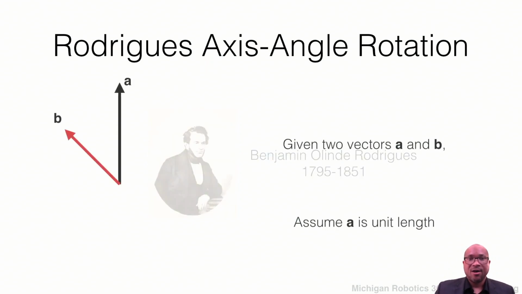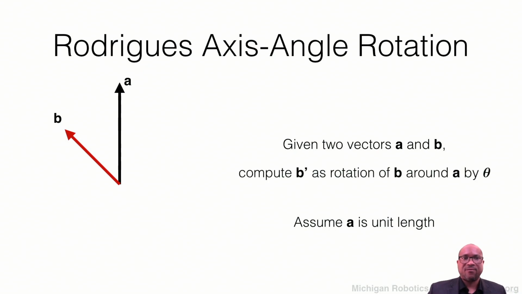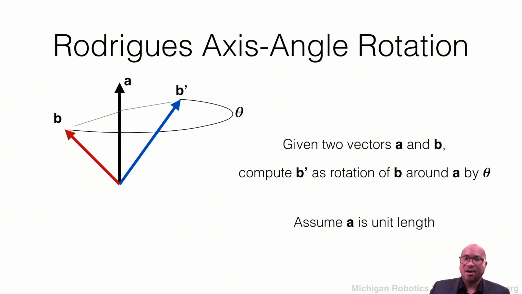It's very clever. So what Rodrigues says is that given two vectors, A and B, and A has to be unit length, the same unit length that we're assuming our axis vectors are going to be in our URDF file. And so if we have these two vectors, what we want to infer is the vector B prime that results from rotating vector B around A by angle theta. And so this is what we want to produce from this axis angle rotation.